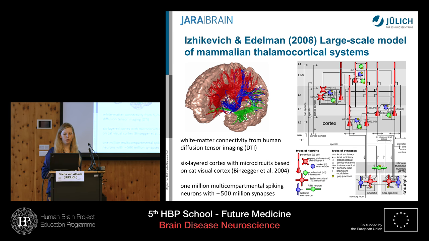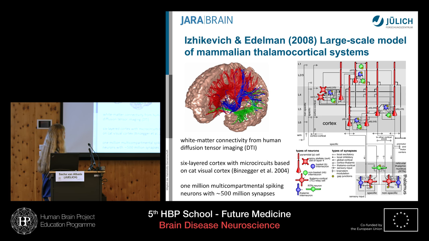Another well-known large-scale model is that of Izhikevich and Edelman. So this was, in terms of the number of synapses, about a factor of 100 larger than the other model. They used white matter connectivity from human diffusion tensor imaging, DTI. So it's a magnetic resonance based method.